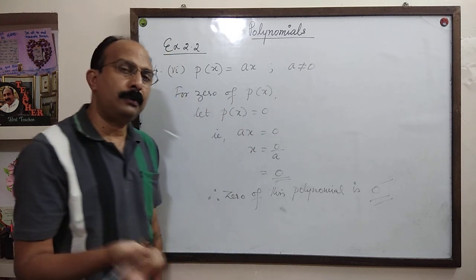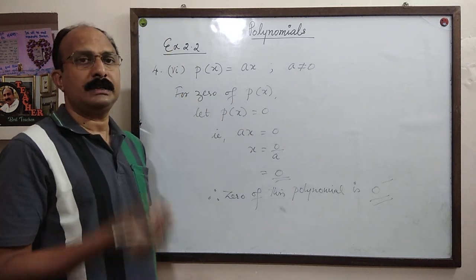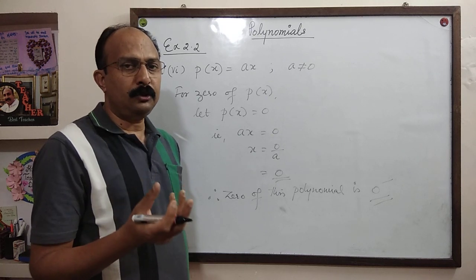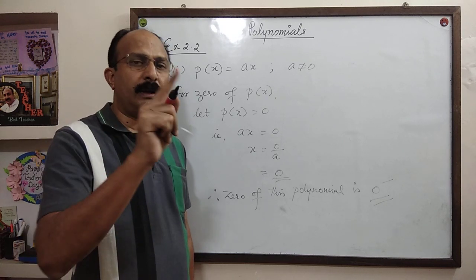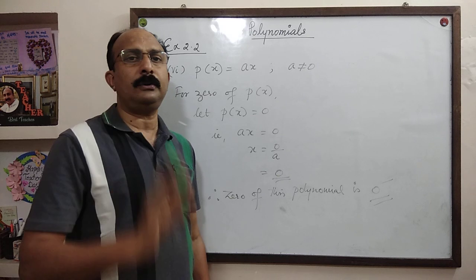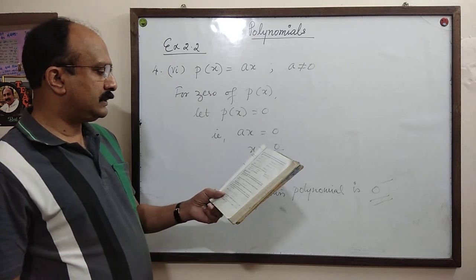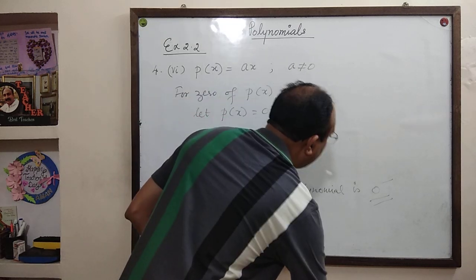So 0 can also be the 0 of a polynomial. 0 is a numeral, so 0 can also be one answer. 0 can also be the 0 of any polynomial. Now let me do the last question, question number 7.